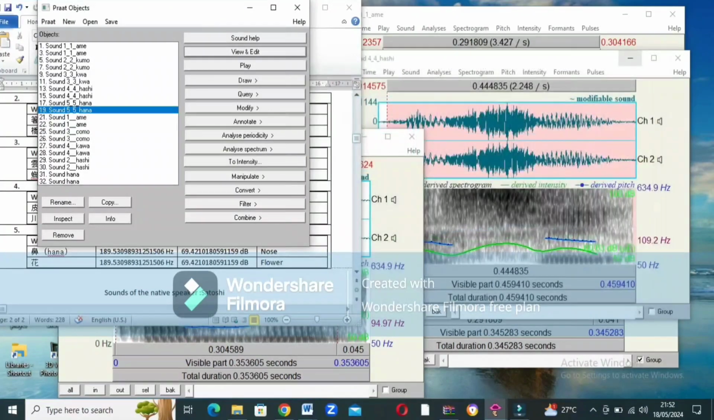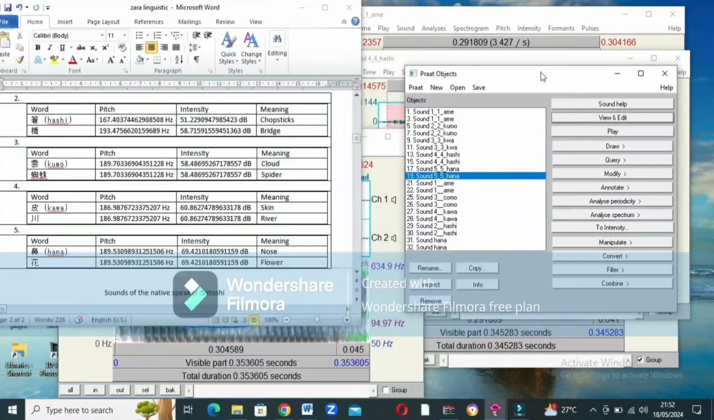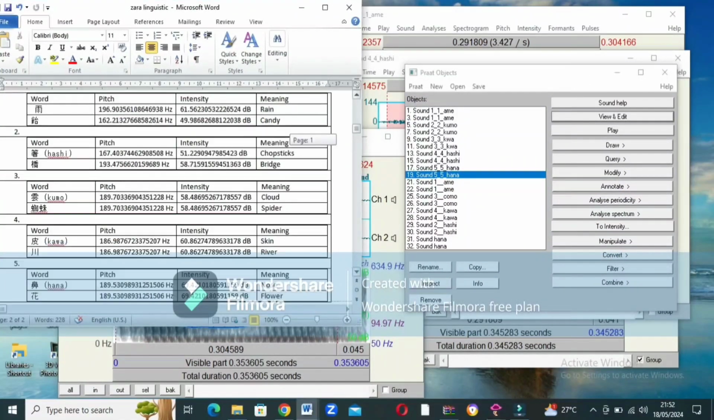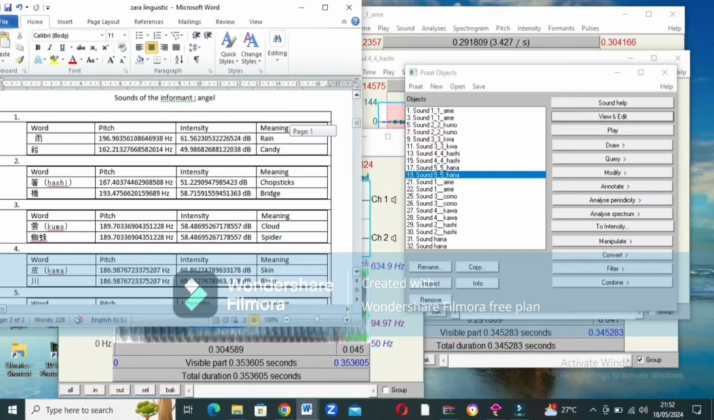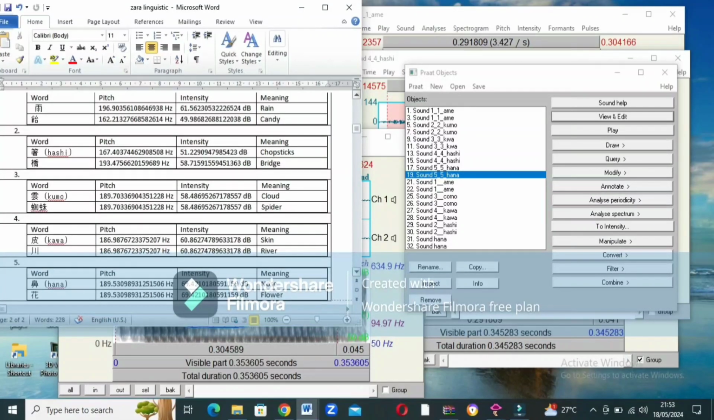Okay, we have heard. So that's how to pronounce different Japanese words and sounds, which sometimes have different meanings but the same pronunciation in different words. It depends on the context. So guys, that's how we use Praat to find the pitch and intensity of the Japanese language. Happy to help you, and I'm sorry if there are some mistakes.